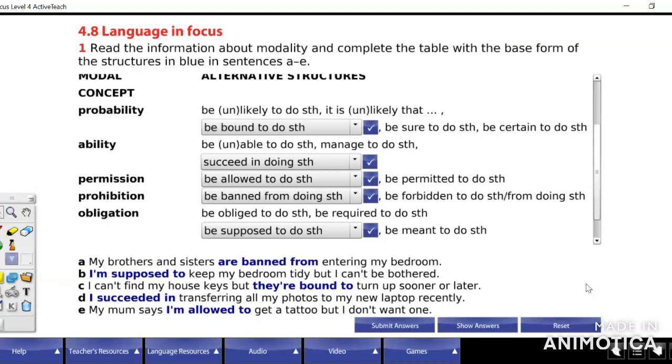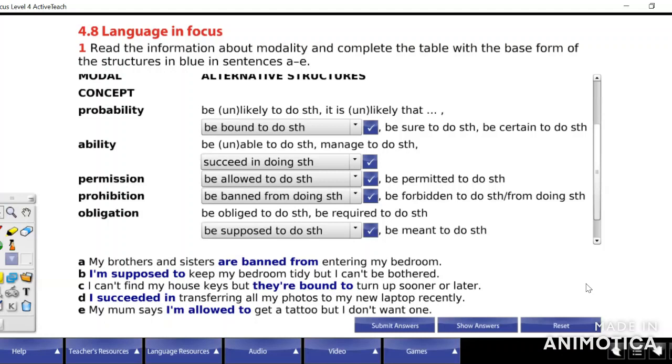All right, we already had prohibition. Obligation is next. That is something which you have to do. In other words, which you're obliged to do, or which you're required to do, what you're meant to do, or the one we had over here, the one you are supposed to do. So basically that's this. All of these are modal structures, but we're not using modals.